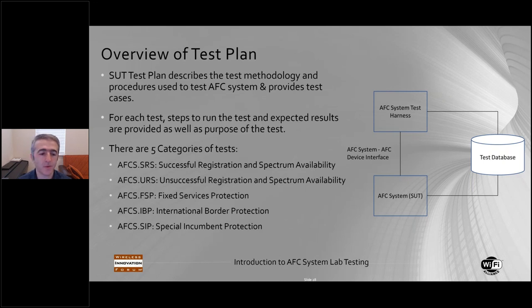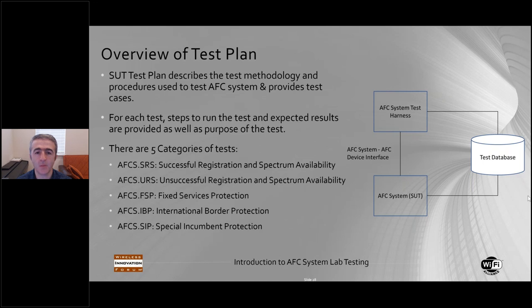In terms of protection of incumbents, we have three sets of test categories. These are fixed service protection, international border protection, and special incumbent protection. As the name implies, for fixed service protection, we want to make sure fixed services, point-to-point microwave links, are protected, and I believe there are around 100 test vectors for that case.